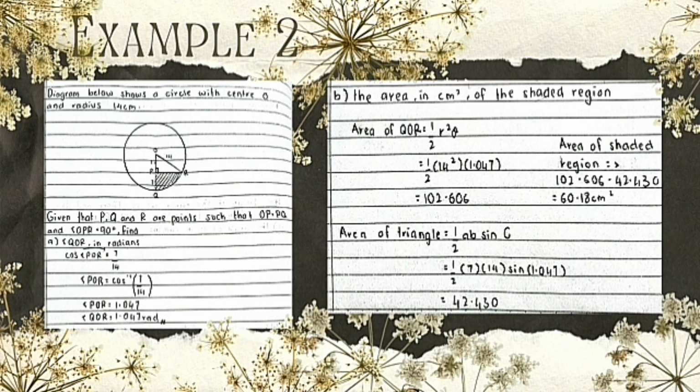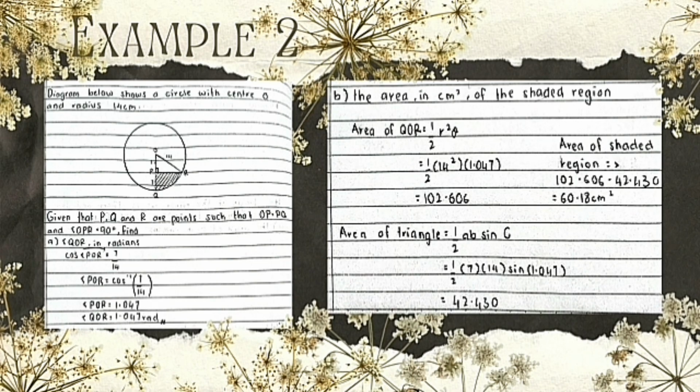Okay, we can use the formula of cos to find the angle, since we already have the value of adjacent and hypotenuse. Cos POR equal to 7/14. Transfer cos to let it become cos inverse 7/14. Calculate it and we got the answer of 1.047 rad. POR and QOR is equal, so the answer for angle POR is same with angle QOR. Okay, second, find the area of the shaded region.